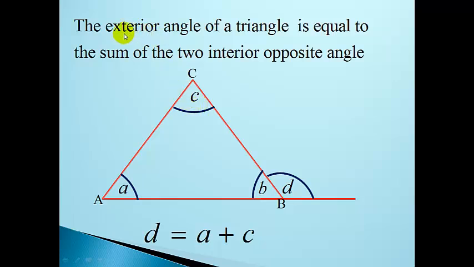So we are saying that the exterior angle of a triangle is equal to the sum of the 2 interior opposite angles. That means that D is equal to A plus C. That is, the exterior angle D is equal to the sum of the 2 interior opposite angles, that is A and C. And that is why D is equal to A plus C.